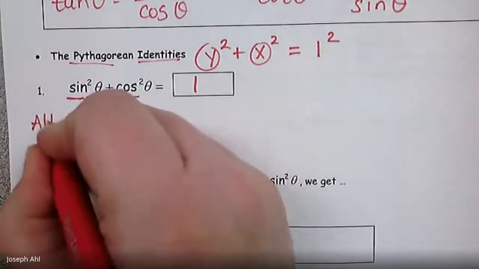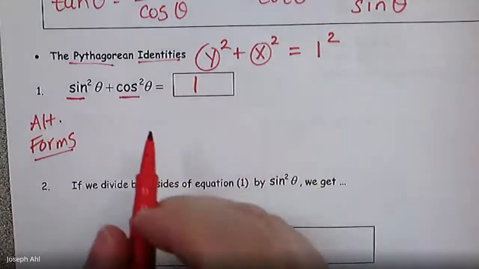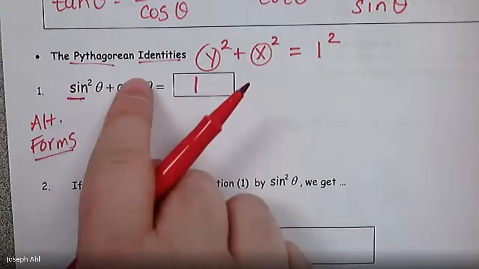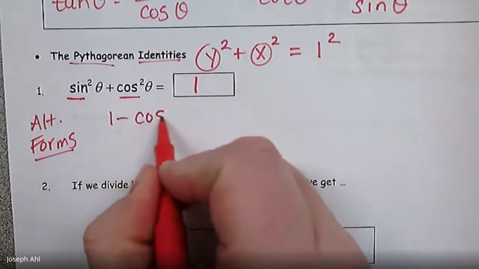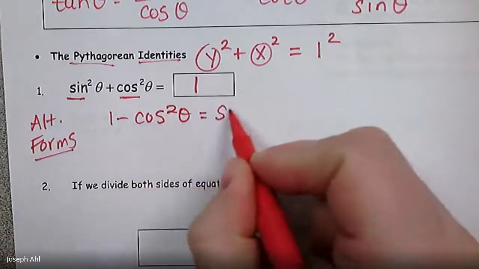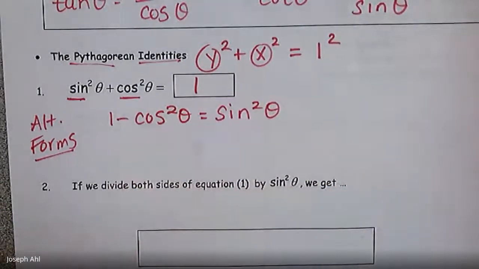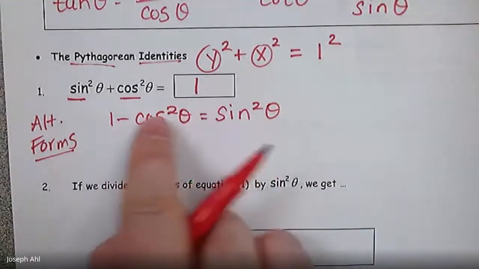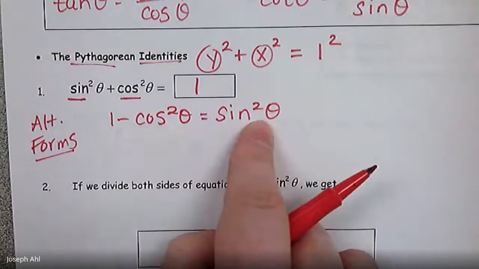I'm going to write down some alternate forms of this identity that I want you to recognize. Alternate forms would include if you get sine squared alone by subtracting cos squared to the other side, I'd want you to recognize that 1 minus cosine squared is the same thing as sine squared. It takes some practice to get there, but this is something that I want you to be able to make a substitution directly for. 1 minus cosine squared is sine squared.